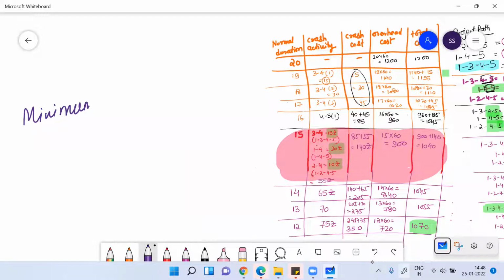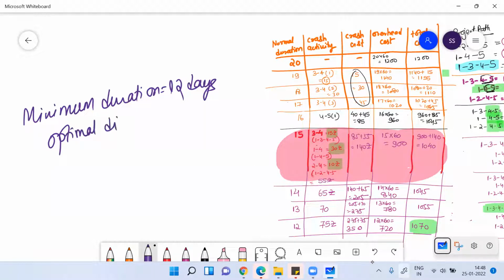Your minimum duration for the project is 12 days, because you cannot crash it further, as all the activities of the critical path are exhausted. No more crashing you can do for them. But your optimal duration of the project would be 15 days, because after 15 days, when you crash it further, your cost, instead of decreasing, is actually increasing.